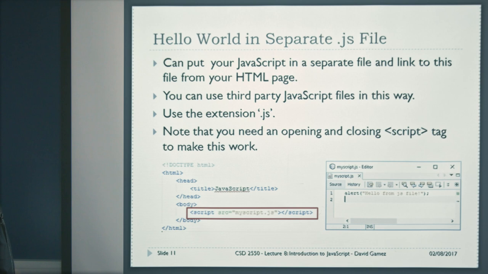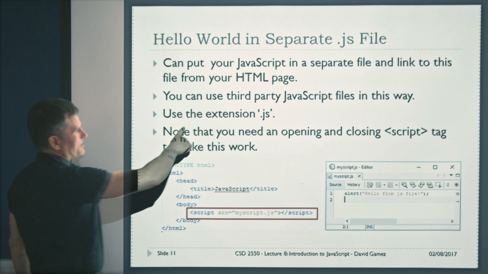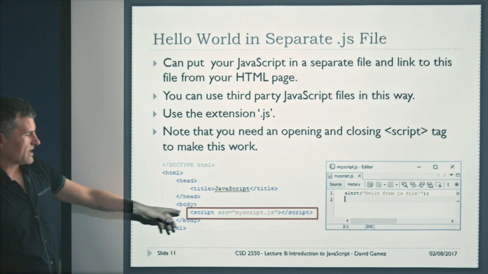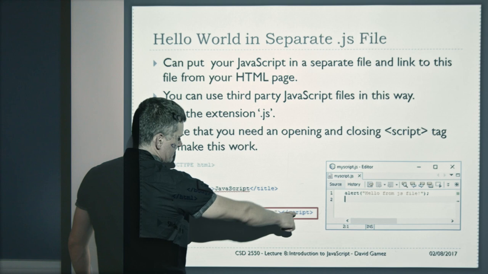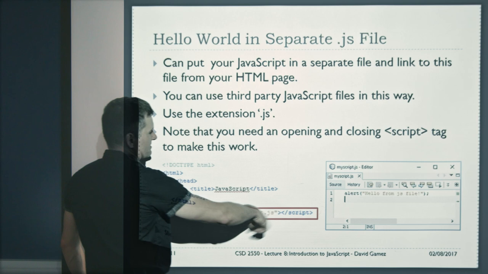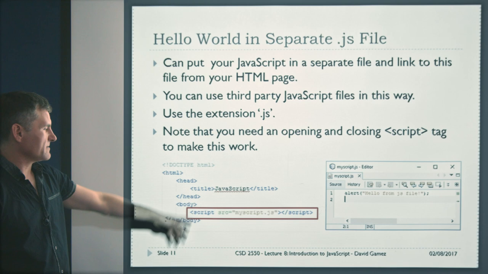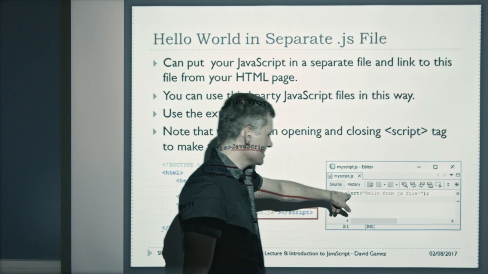So if we're using JavaScript in a separate file instead of the script tags, we just create a file with the extension .js, and then we link to that in this way. We have got a script tag. We still need the opening and closing script tag, but in this case, we have a source attribute with the value that's the location of the file. So in this case, we're putting our JavaScript in this myscript.js file, this alert statement here. If we link to that on this page, then we'll get the alert.